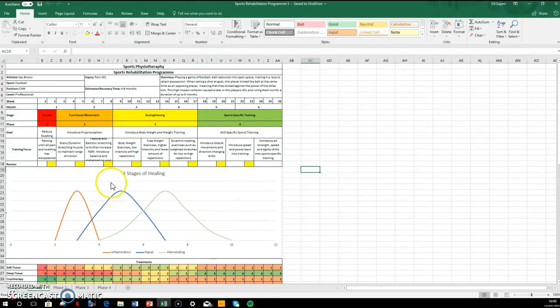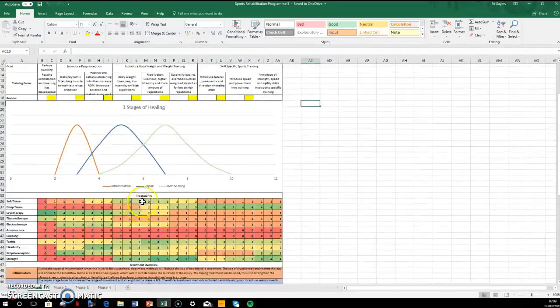Here you can see a graph showing the 3 stages of healing. This orange one here is the inflammation stage. That doesn't last too long. The repair stage is the blue one, and as you can see, it has a larger duration. Lastly, the remodeling phase is this big green one here, and that shows that it has a much longer duration than the other 2 stages.